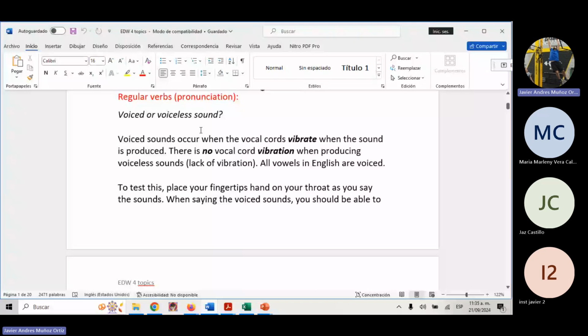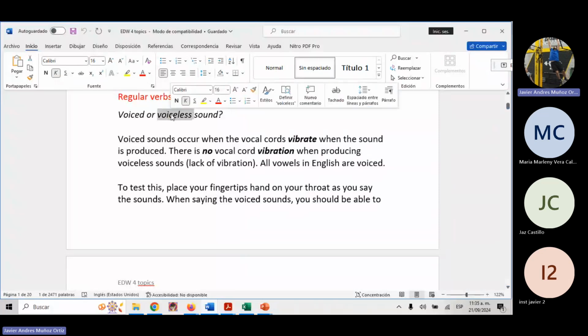In terms of pronunciation, we said last time that we need to understand the difference between voiced and voiceless sounds. Voiced sound implies a vibration in your throat, and voiceless sound means that there is no vibration, there's an absence of vibration in your throat. And we are going to see that in consonants, right?